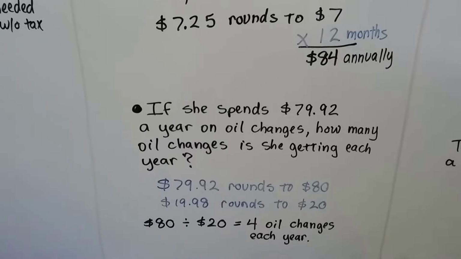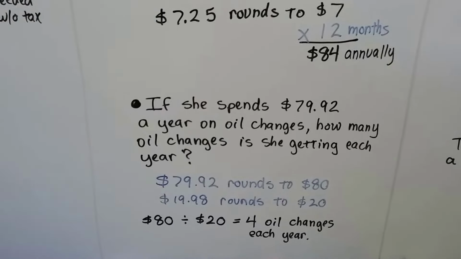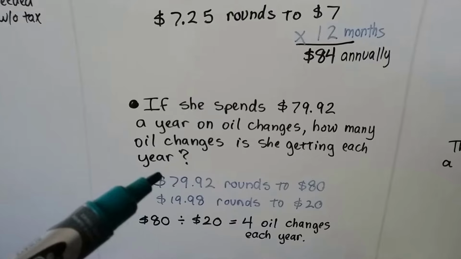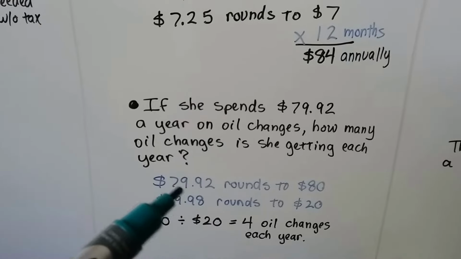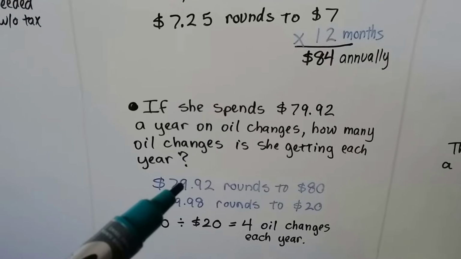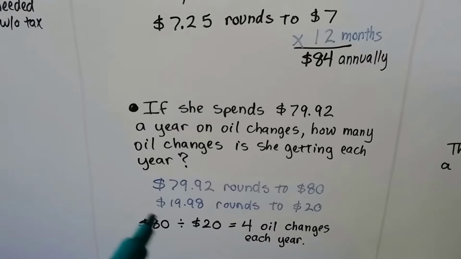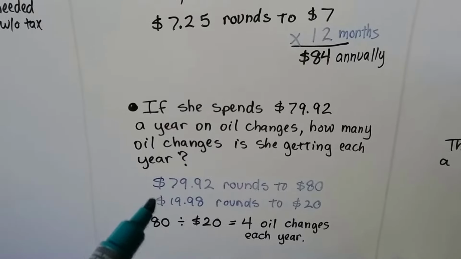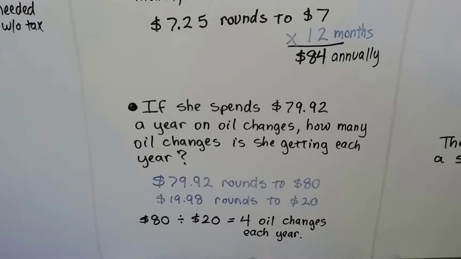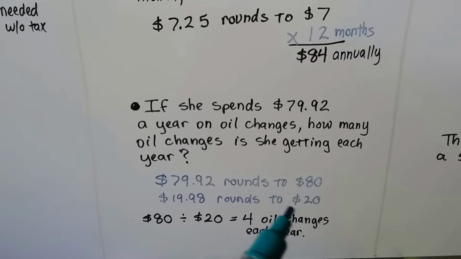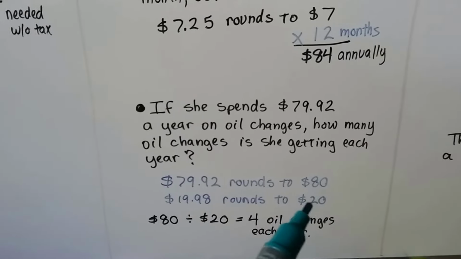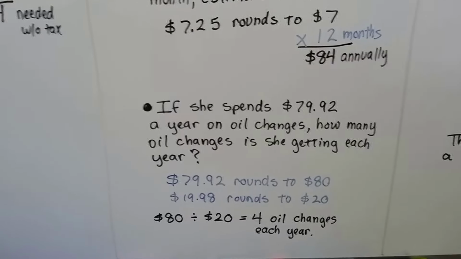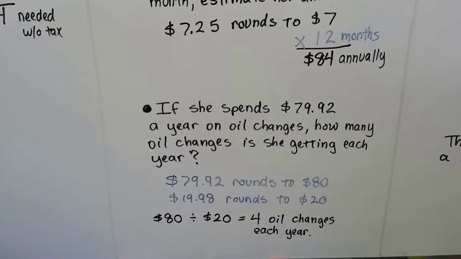If she spends $79.92 a year on oil changes, how many oil changes is she getting each year? Well, the $79.92 is going to round to $80. That 9 tells the 9 in the ones place to go up 1, which pushes the 7 up to an 8. And that's $80. We know that the oil changes cost $19.98, and that rounds to $20. So if she's spending about $80 annually, and each one is $20, we're going to do $80 divided by $20, and that's going to tell us she's getting 4 oil changes each year. Okay?